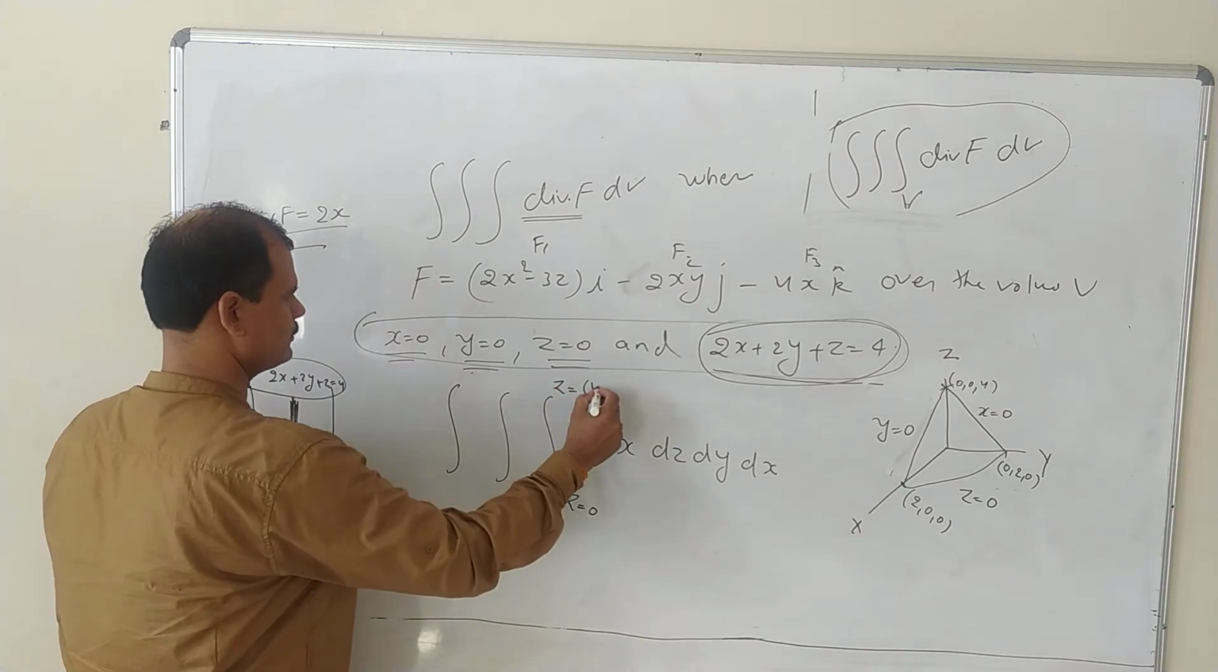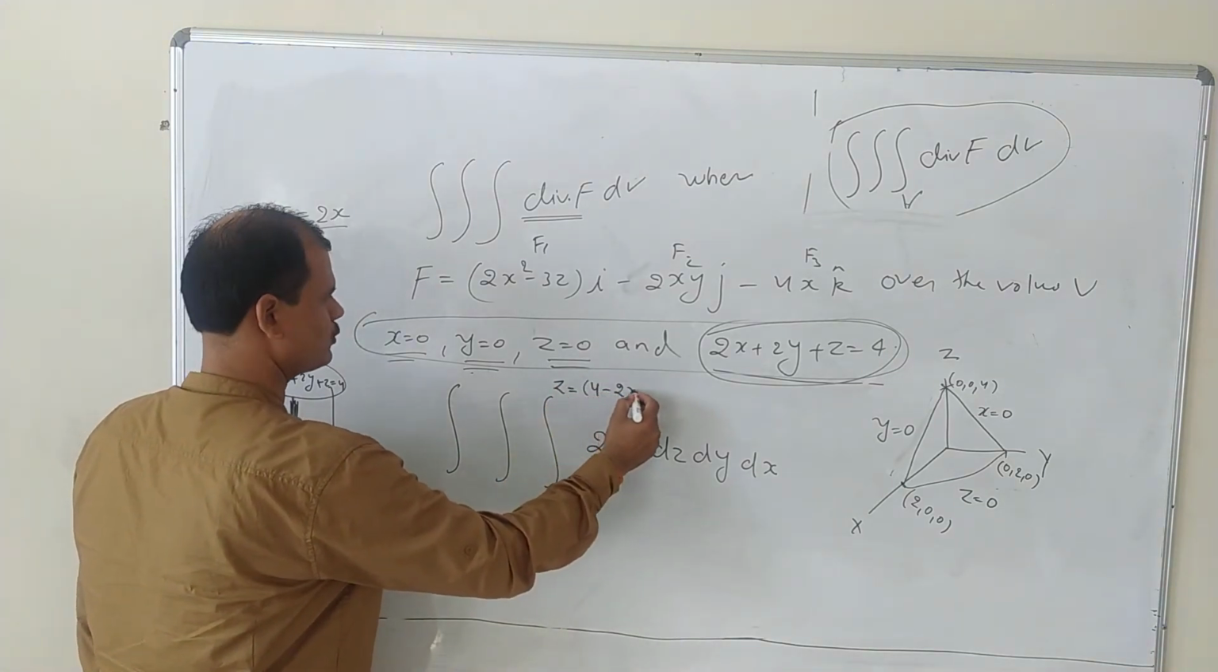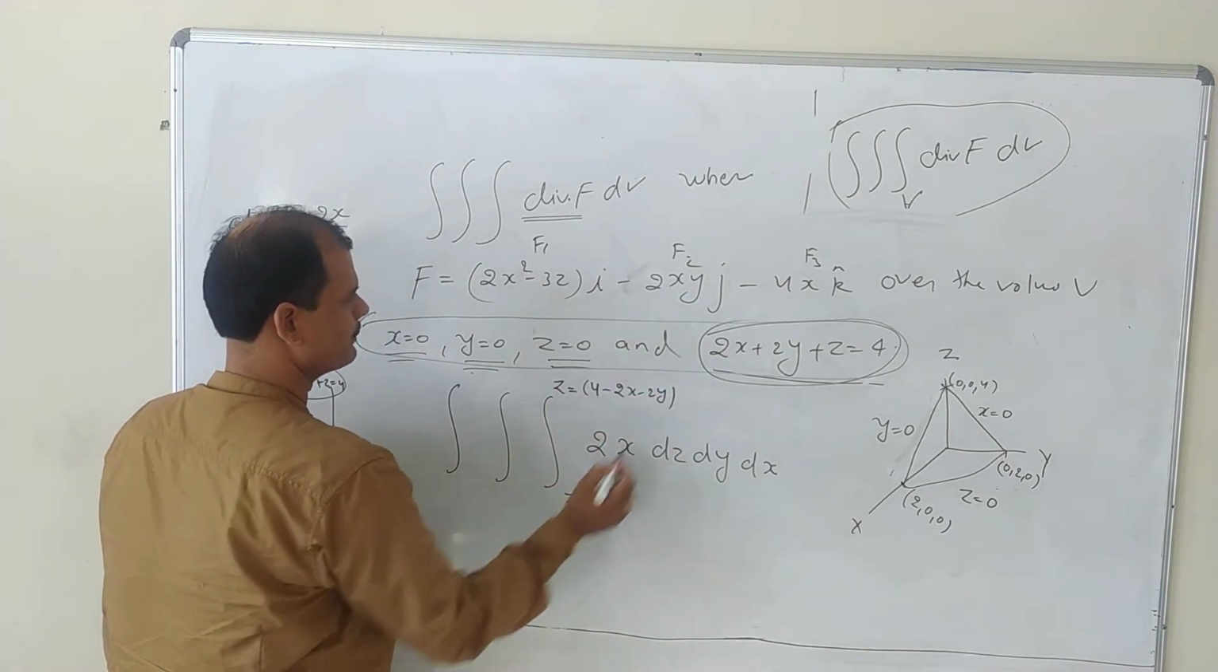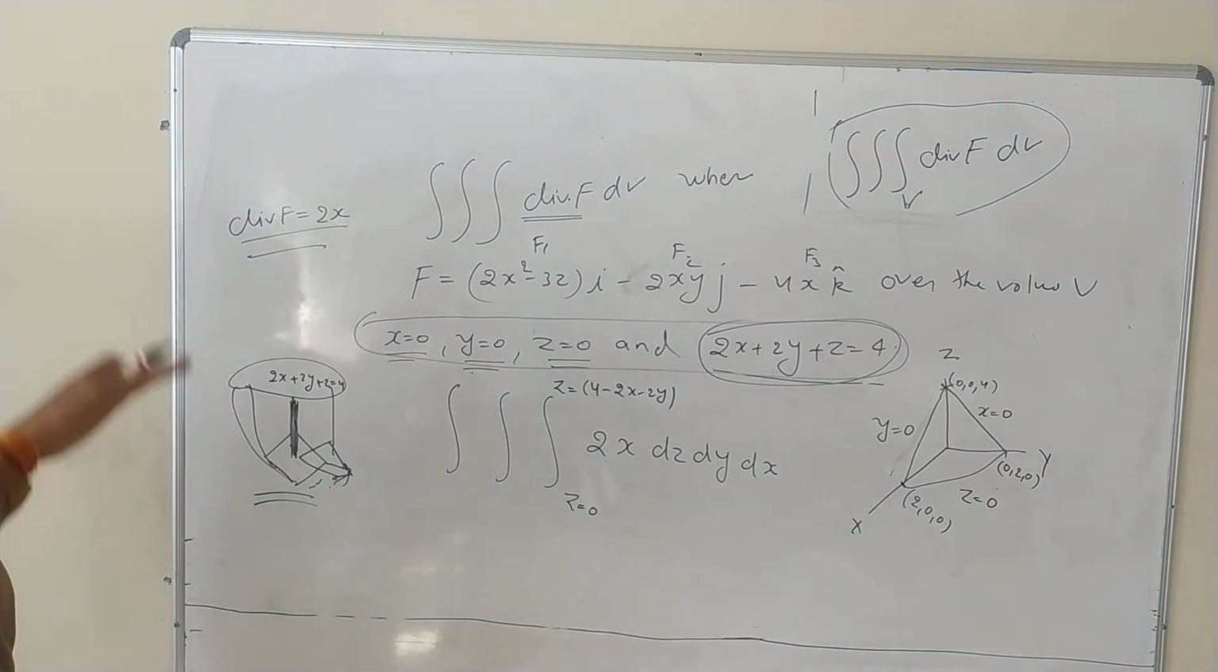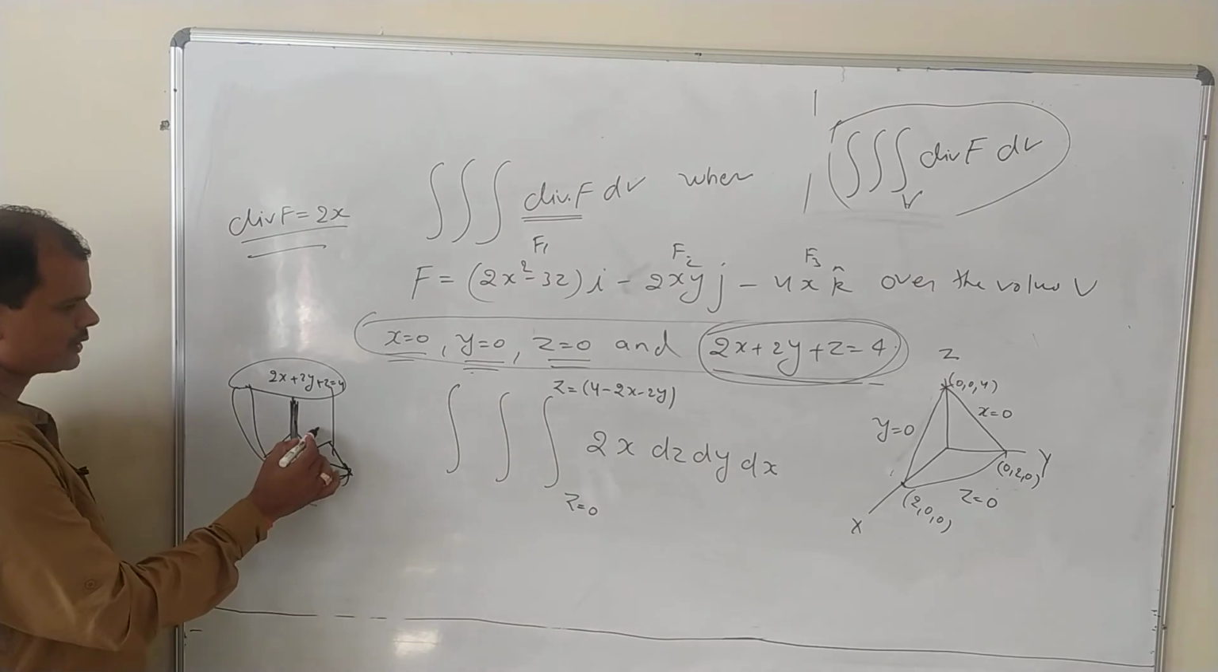So this is your 4 minus 2x minus 2y. Basically this z limit is the height of that pyramid, right? So that is the z limit. And now we need the y limit. So for the y limit you have to come on the xy plane. So if you come on the xy plane, what will be the projection of this?